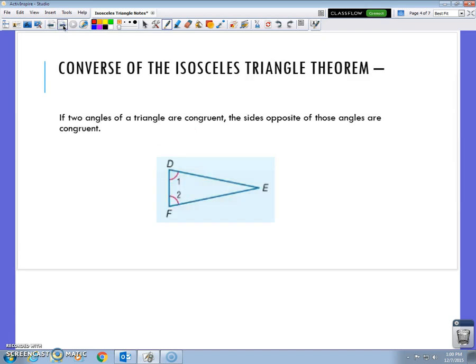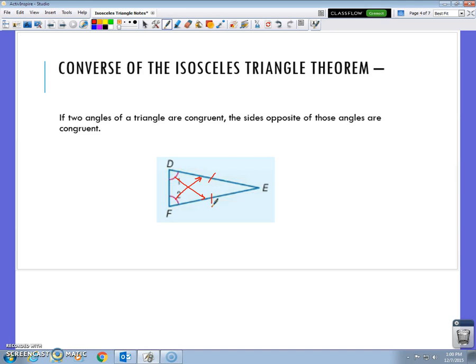The converse basically says the other thing. It says if you have two angles that are exactly equal, then the opposite sides are equal as well. So if angle 1 and angle 2 are congruent, these base angles are congruent, then that means that these sides are congruent, and that is the converse. If you have the angles congruent, then you know the sides are congruent. That's the converse of the isosceles triangle theorem.